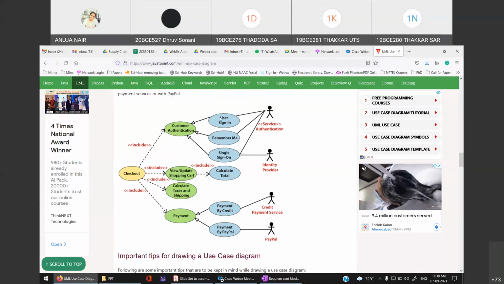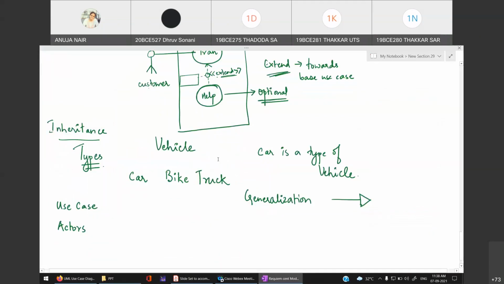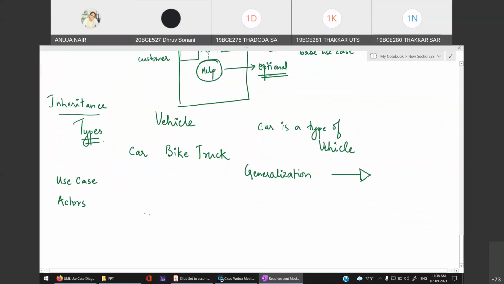And it should not be an opposite arrow. Don't make it like this. Supposing I have return payment over here, and let's say I have GPay and credit card, so the arrow should be on this side. It should be directed towards your parent class, not the opposite way. The opposite way would be wrong.